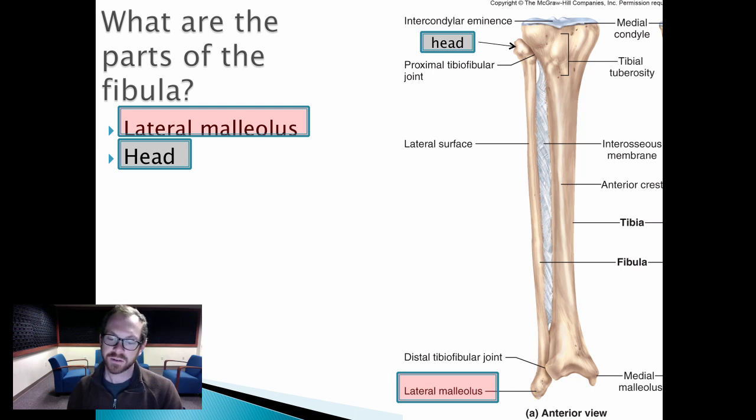Now, the lateral malleolus is going to be somewhat pointy. And when you're looking at these bones in lab, look for that real obvious point on the lateral malleolus. And that'll tell you that that's the distal end of the bone.